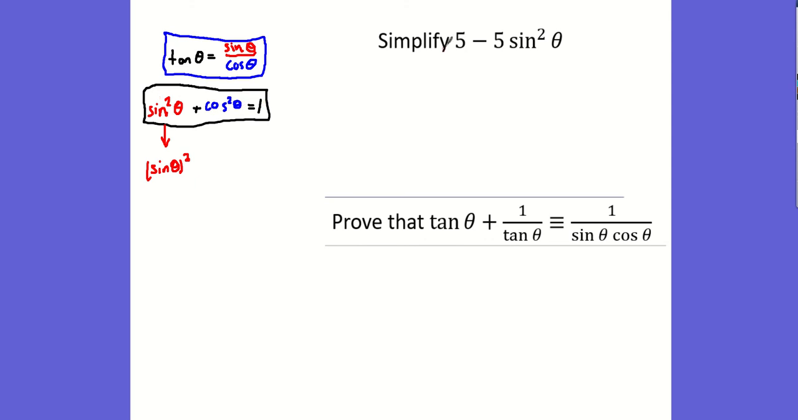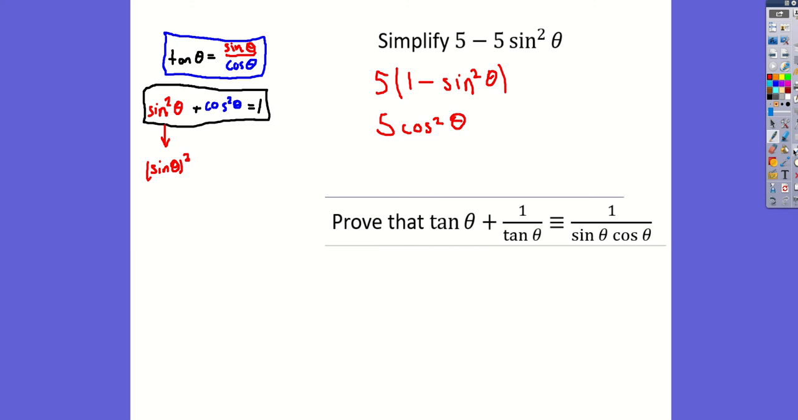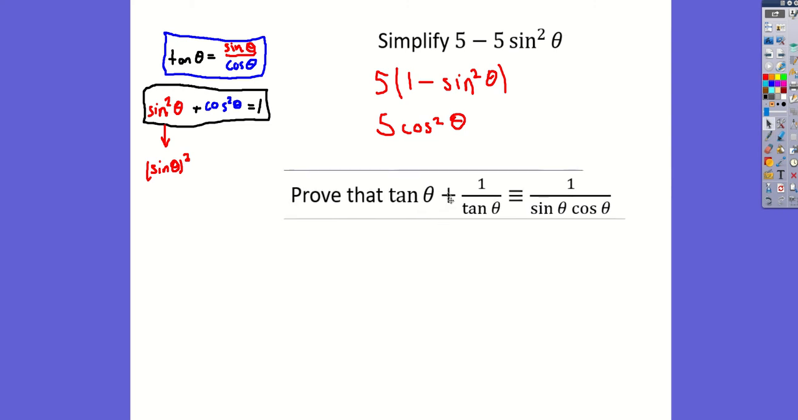In order to be able to use it, I need to take that 5 out as a common factor. So I'm going to remove the 5 as a factor. It's going to be 1 in the middle minus sine squared. And then, just like the last example we did, if you've got 1 minus sine squared, that just leaves cos squared. So 5 over there, and then it's cos squared theta. And that's simplified.